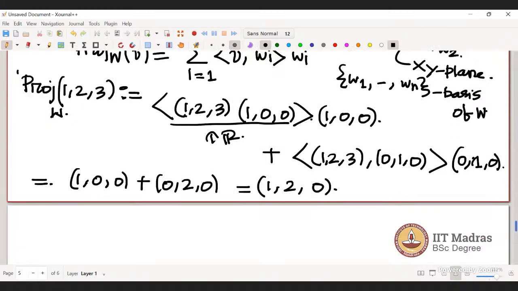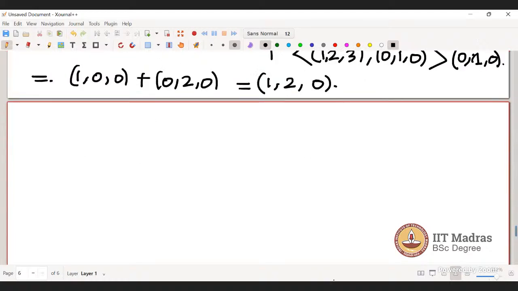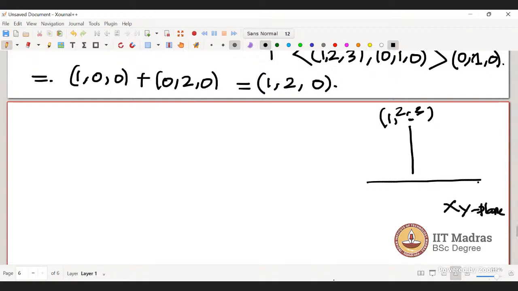Okay, it's quite intuitive, right? Because if you have a point 1, 2, 3, and you are projecting on the XY plane, then you should get 1, 2, 0, right?